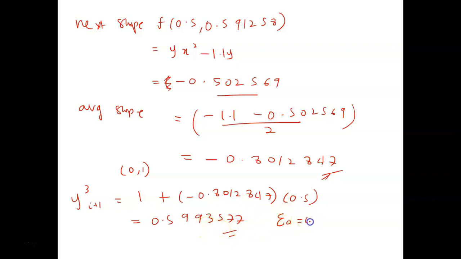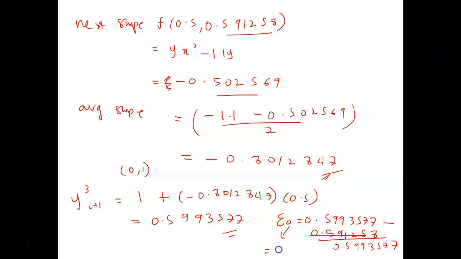You can calculate your EA. Your EA is 0.599357 minus the second iterated value, 0.591258, divided by 0.599357. The answer for the EA is 1.35%. Still, you need to do your fourth iteration because the EA is still more than the ES. Bear in mind, ES here is 1.0%, so this is more than 1.0. You need to do your fourth iteration.